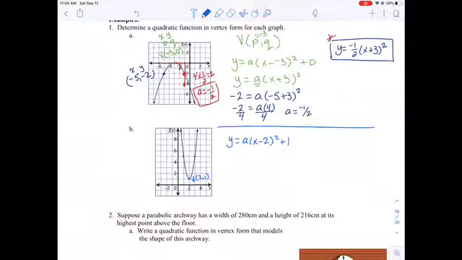And I'm going to choose one other point on the graph. I'm going to choose (1, 5). And we get 5 is equal to a(1 minus 2) squared plus 1. So I get 1a, right? 1 minus 2 is -1. -1 squared is 1. So we get a times 1 plus 1.